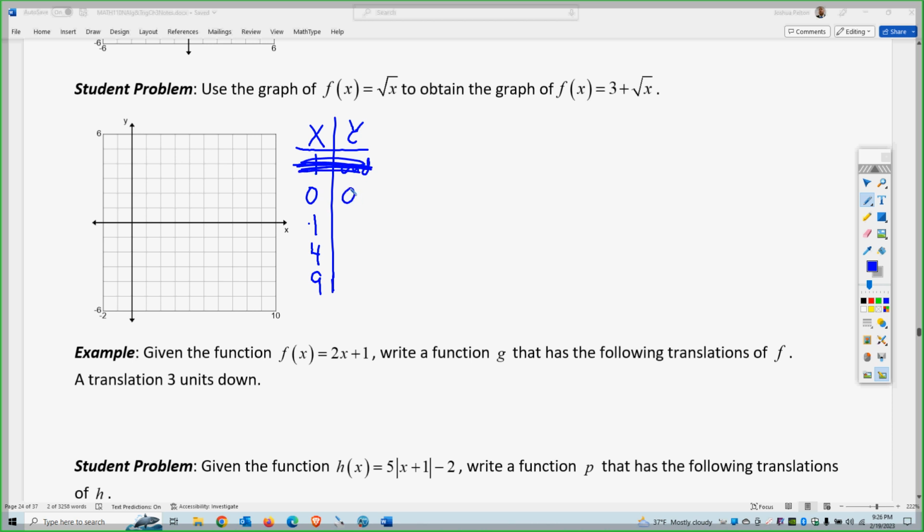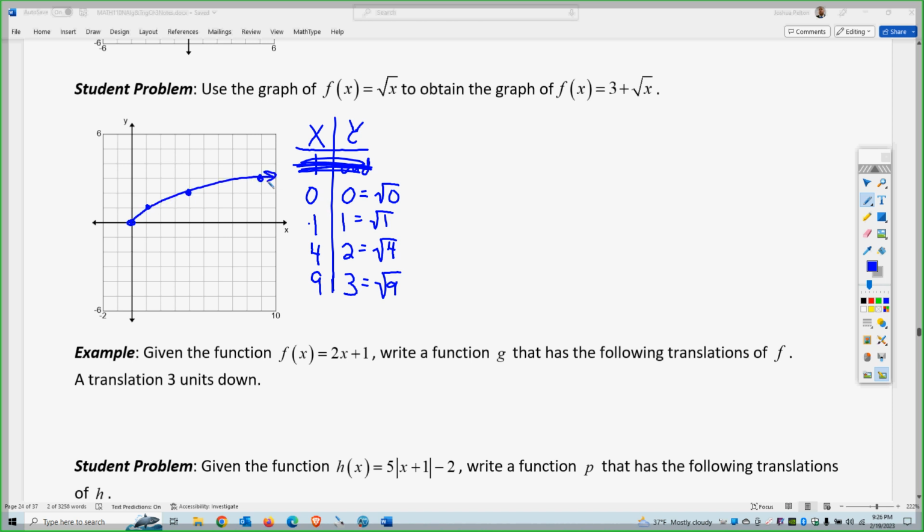So the square root of 0 is 0. Square root of 1 is 1. Square root of 4 is 2. Square root of 9 is 3, right? Okay, so we're at 0, 0. We're at 1, 1. We're at 4, 2. And we're at 9, 3. So that is our standard graph.